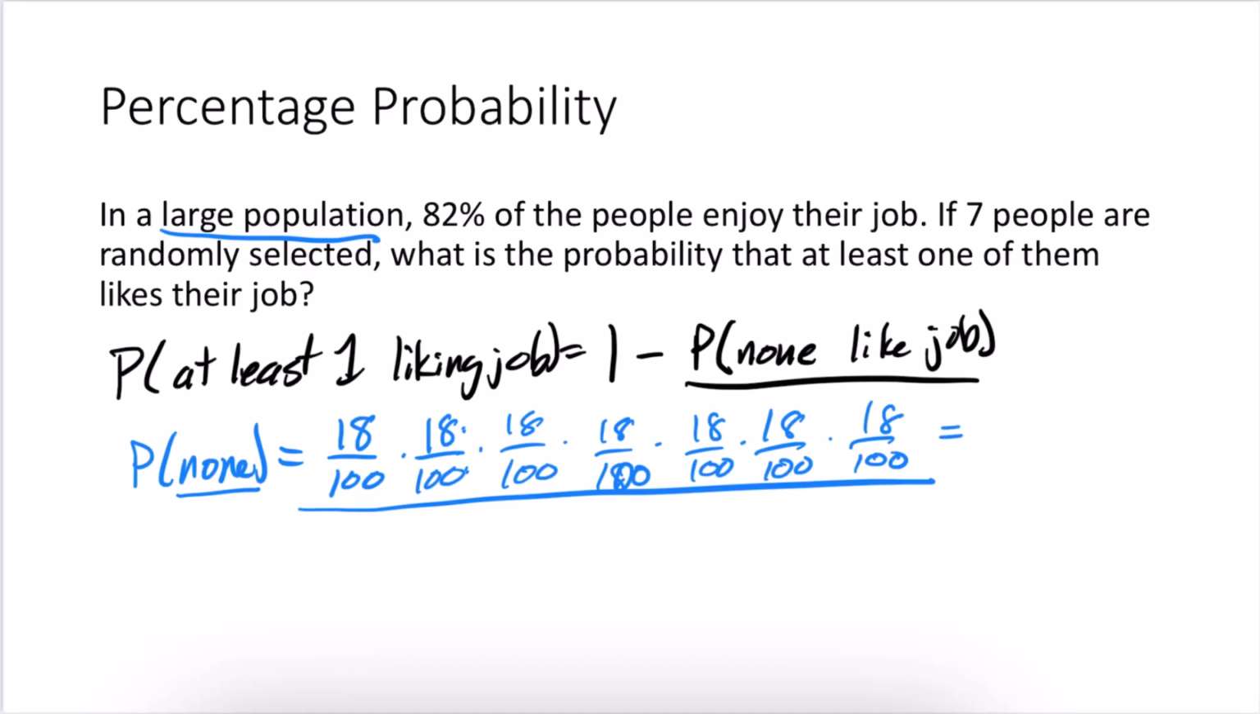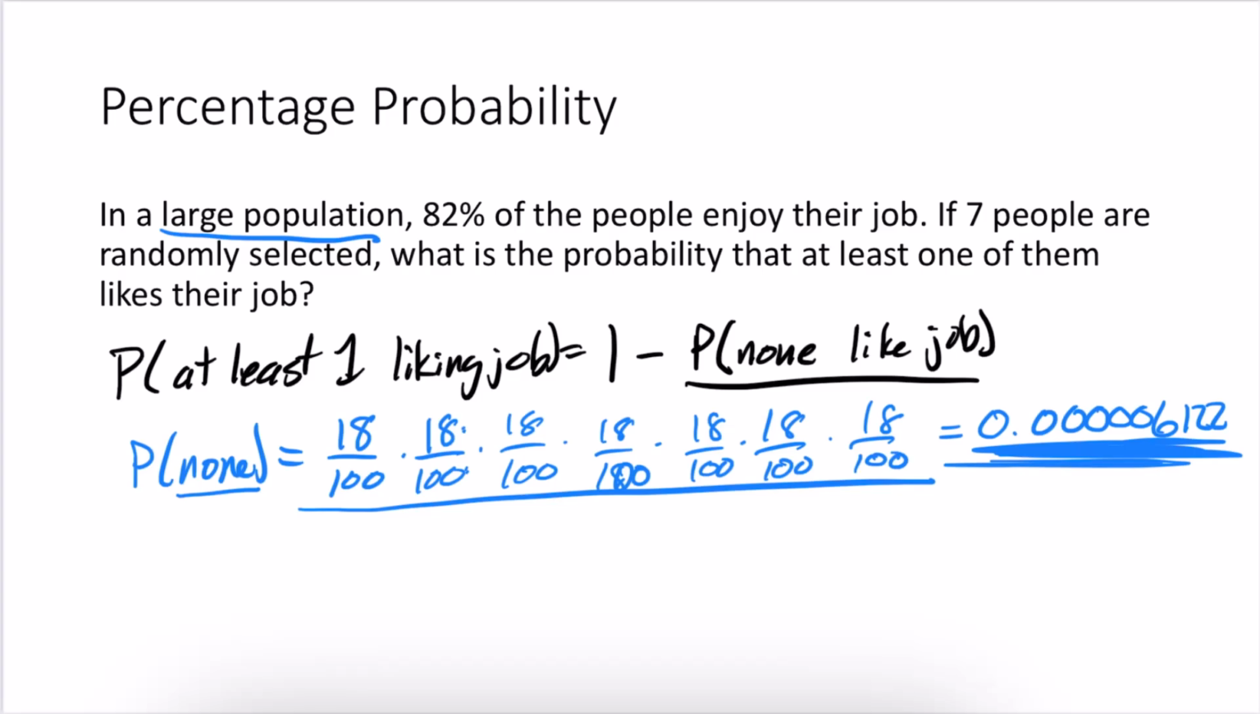So I'll go ahead and calculate that. And when I do that, I get the decimal 0.000006122, etc. And the reason why this decimal is so small is because most of the people do like their job. And so the probability of choosing 7 people where none of them like their job is not very high, because most of the people like their job, and if you're choosing 7 people, that's quite a bit of people, and it's pretty likely that at least one of them will like their job. But there is a small probability that none of them will like their job.